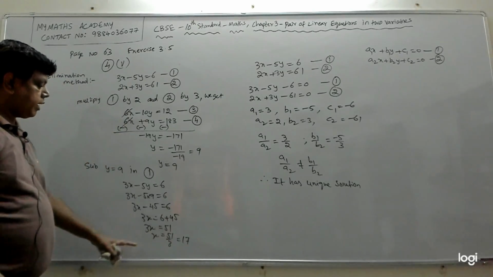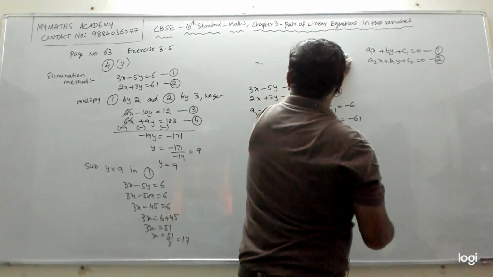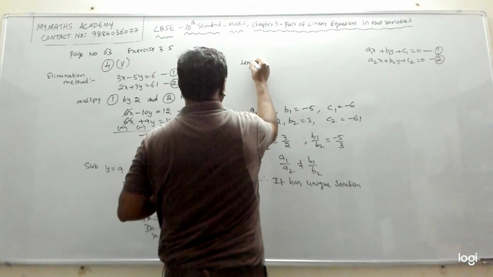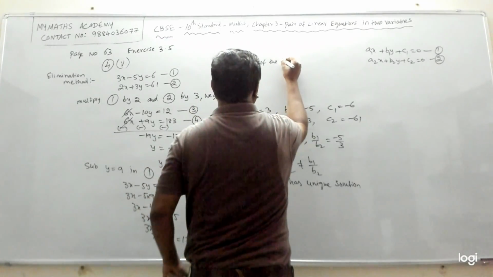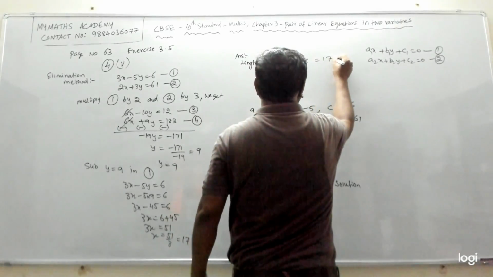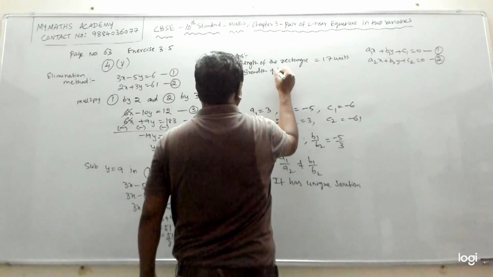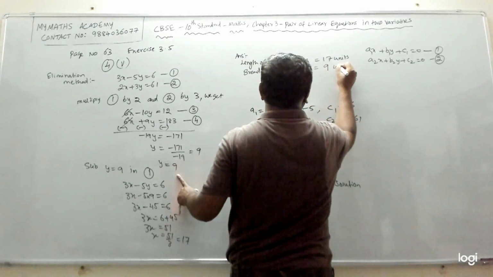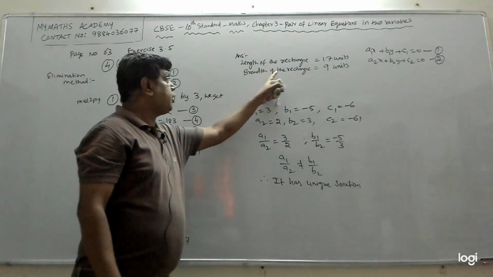So what we have got? We have got x is 17, y is 9, which means the answer is: the length of the rectangle is equal to 17 units, and the breadth of the rectangle is equal to 9 units. Right? So this is the answer.